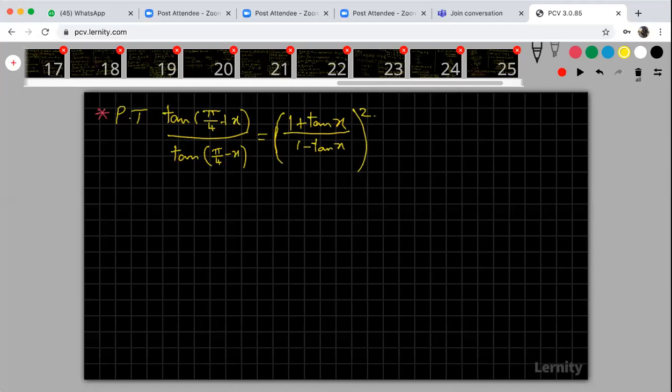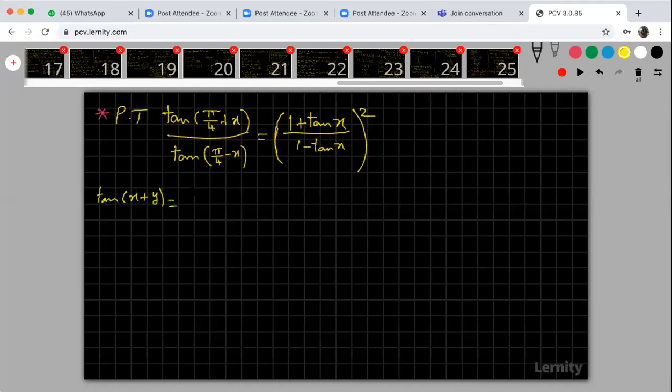Tan of (pi by 4 plus x) divided by tan of (pi by 4 minus x) equals (1 plus tan x divided by 1 minus tan x) the whole square. So come to the left hand side. Before going to the left hand side, what about your tan of x plus y formula? Write the formula tan of x plus y.